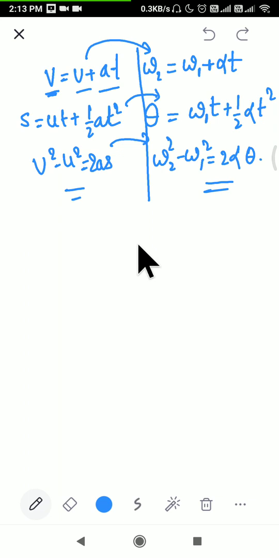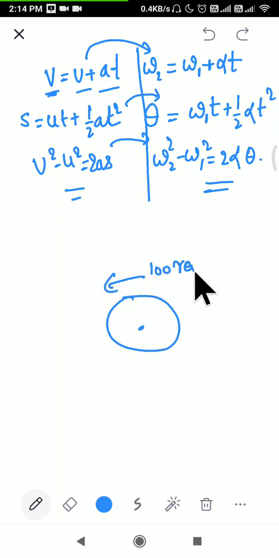Okay, now let's do one problem. I will read one problem. A motor of an engine is rotating about its axis with an angular velocity of 100 revolutions per minute. Okay, 100 revolutions per minute. There is one motor, and it has an axis. It is rotating with 100 revolutions per minute. Okay, and it comes to rest.